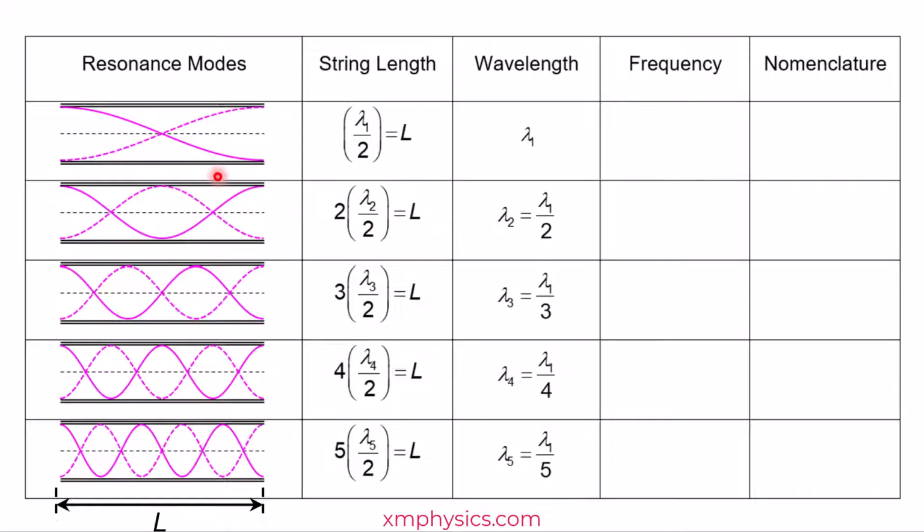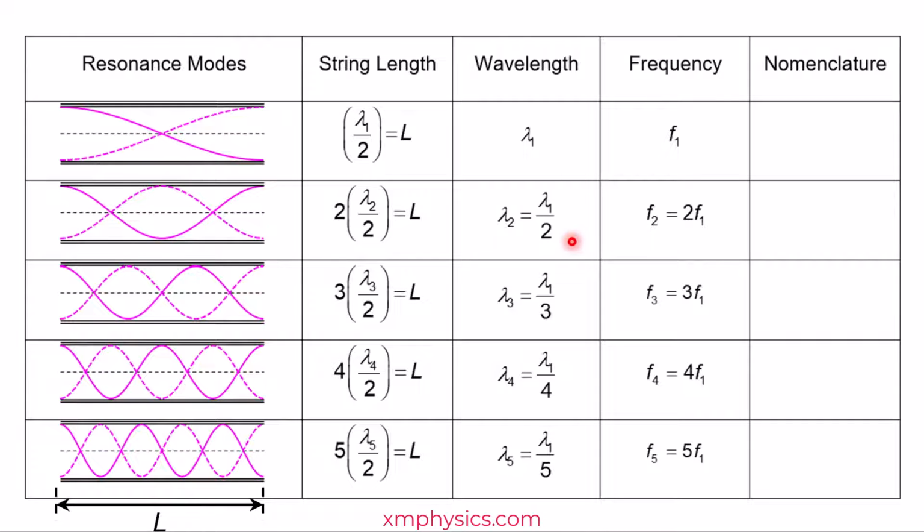It's quite obvious, right? Because here, for the same length, we pack in only 1 loop. Here we pack in 2 loops. Here we pack in 3 loops. So every loop is getting shorter and shorter, right? What about the frequency? If this standing wave's frequency is f1, then this one's frequency will be 2f1, 3f1, 4f1, and 5f1. Why is that so? Remember, the speed of the wave is constant for all these resonance modes. v = fλ, and v is constant for all of them.